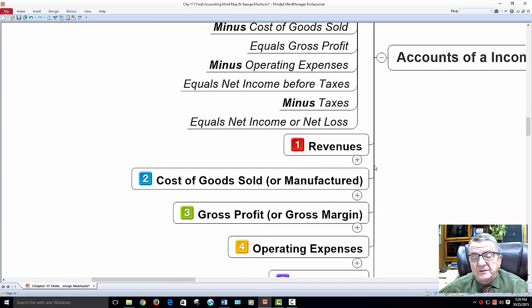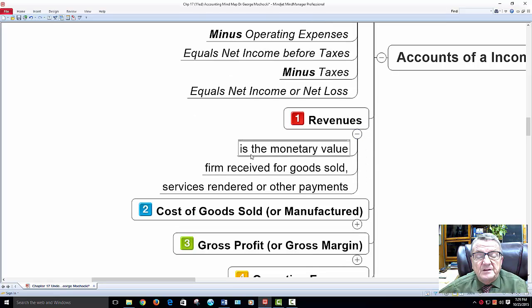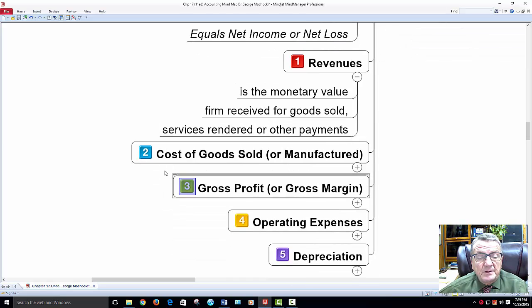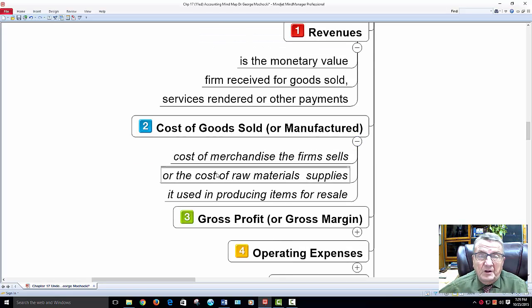So what are my revenues? Revenue is the monetary value a firm receives for goods sold, services rendered, or other payments. The next one I need is cost of goods sold: the cost of merchandise the firm sells, or the cost of raw materials and supplies used to produce the items for resale.